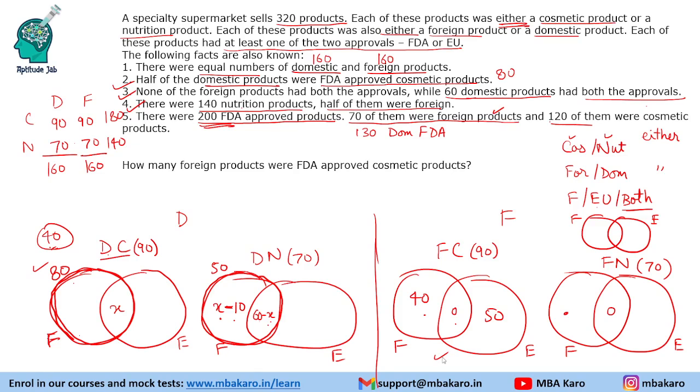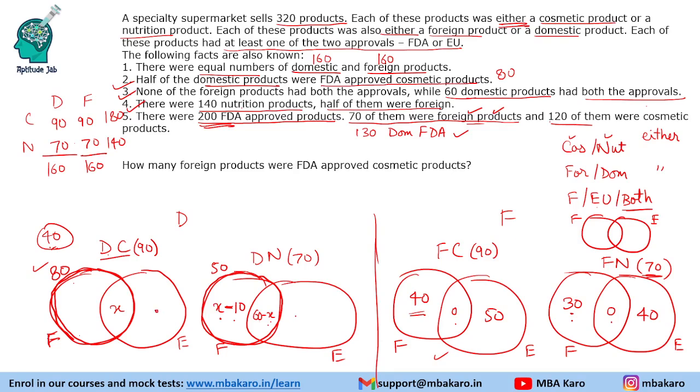Next, we will fill the remaining thing which is pending here, which is 70 foreign products. So 40 FDA is filled here. That means the remaining will be 30. So that we are able to fill this 70 foreign products also. 130 we have already filled. So 30 is done. Total is 70, 30, 0. This will be 40. So we have filled these Venn diagrams.